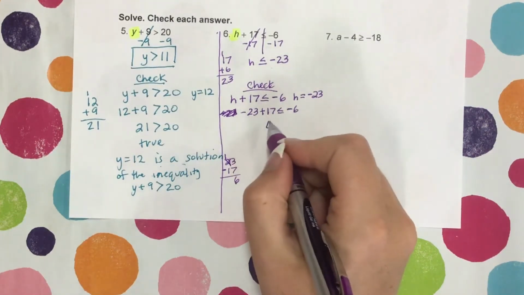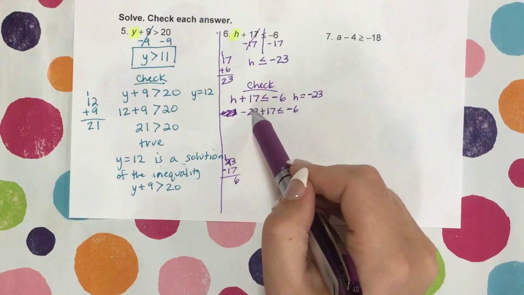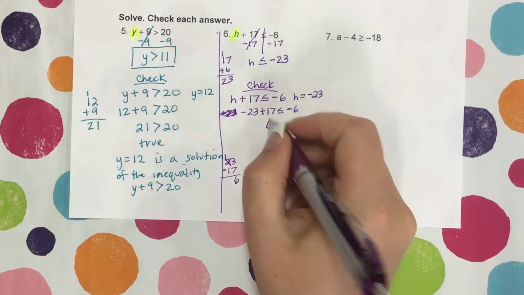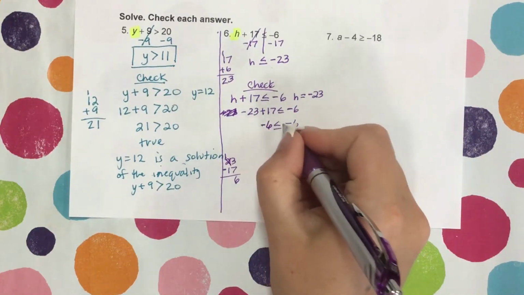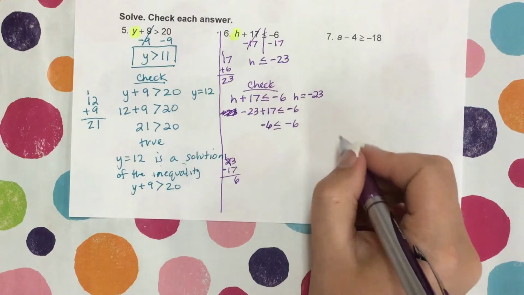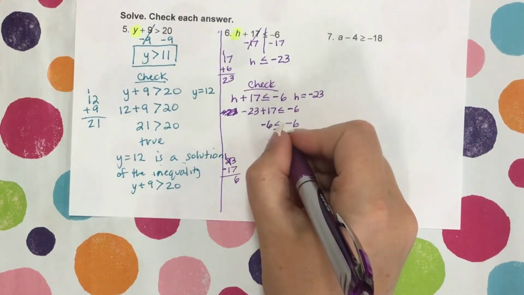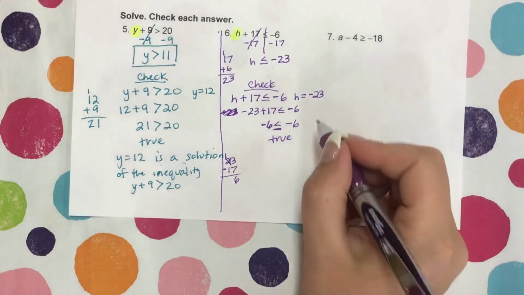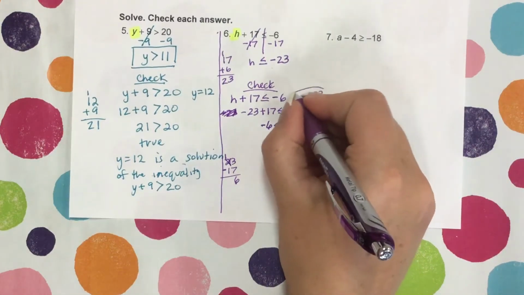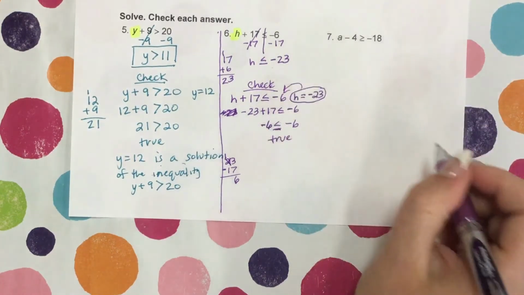But I need to figure out if it's going to be a positive or a negative. So I look at the 23 and the 17. 23 is a bigger number. 23 is negative, so that means our answer is going to be negative. So we have negative 6 is less than or equal to negative 6. And that is a true statement because of this equal bit. Negative 6 is equal to negative 6. So there you go. That means that this is a solution of this inequality.